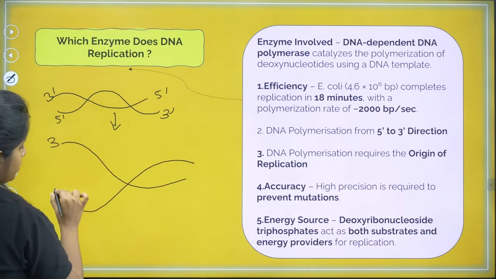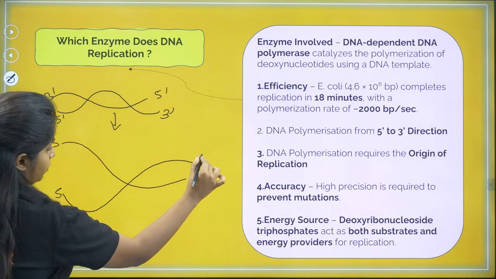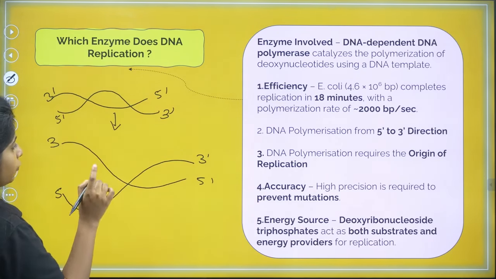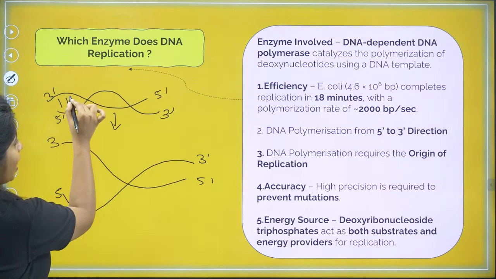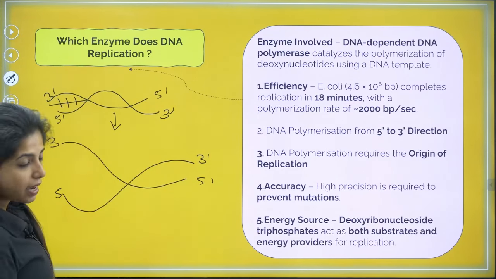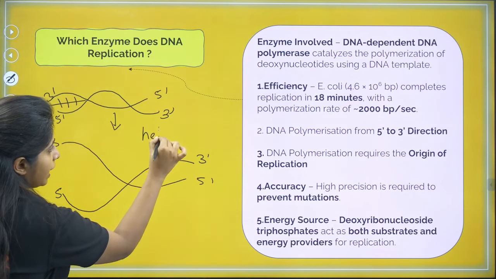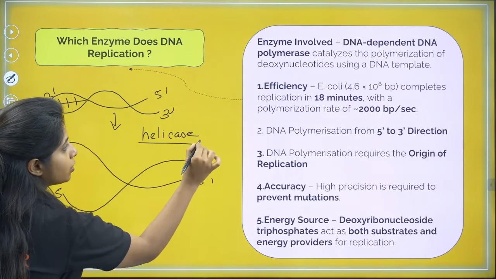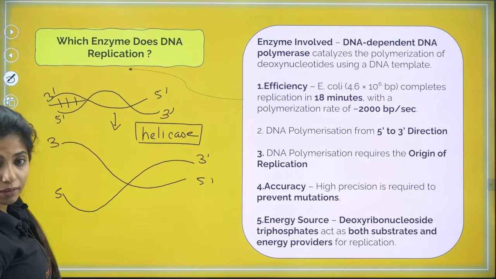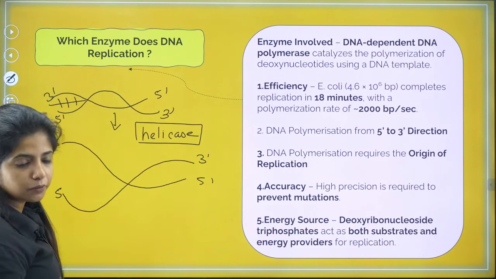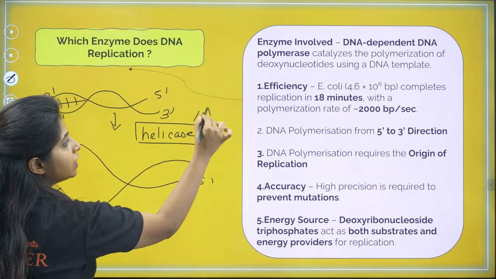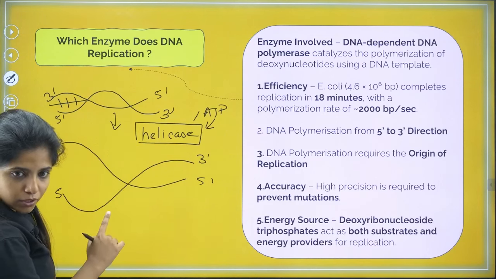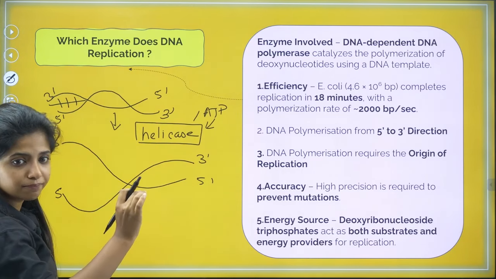3' 5' 3' 5'. So first of all, the bonds over here have to be broken. Who does that? It is the work of helicase. Helicase does that, and let me tell you, since hydrogen bonds are very tightly packed over here, it needs a huge lot of energy for this enzyme to break the bonds, which is why this process is energy using.